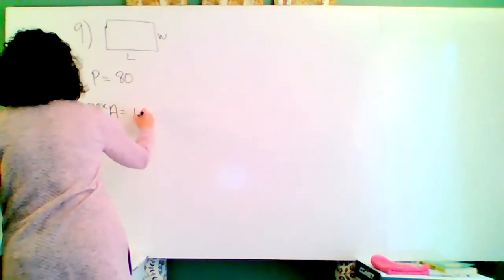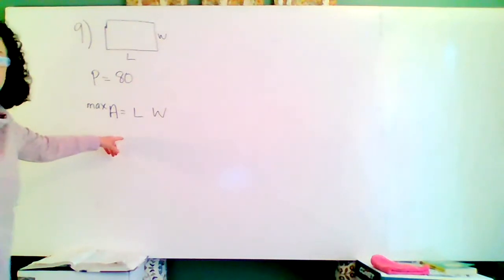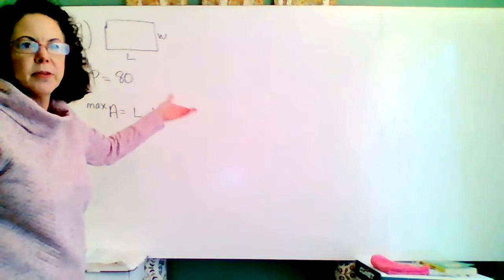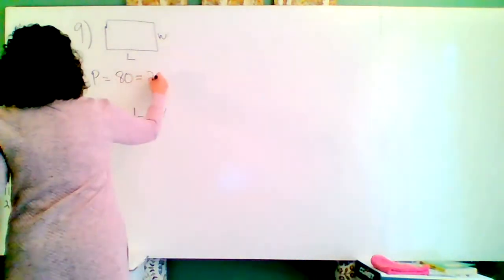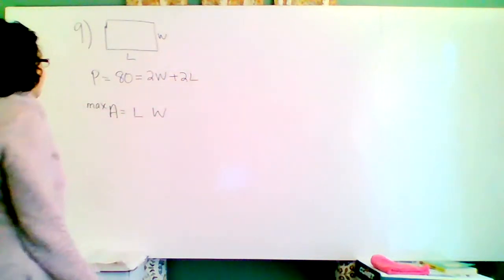All right, well, my area is length times width, right? That's what I'm going to take the derivative of, right? I can't find the max or min of the perimeter. They gave it to me, it's 80. Now, what is the perimeter equal to? 2 W's plus 2 L's.